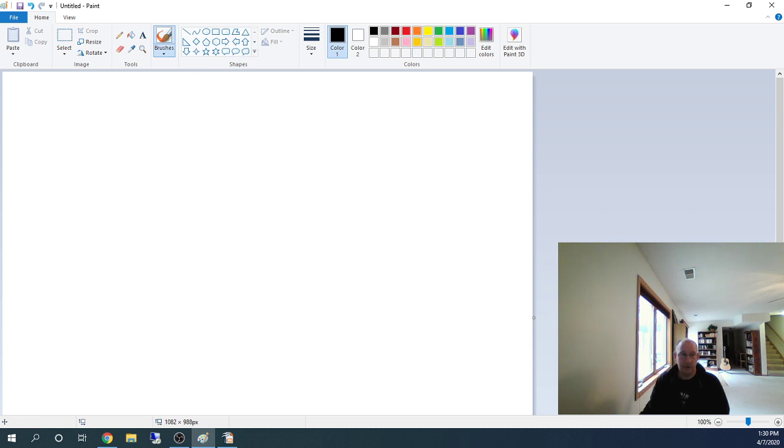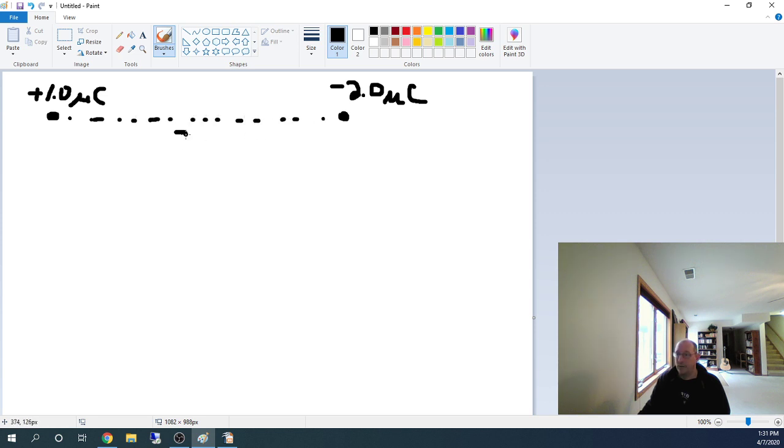Okay, so the third example problem was kind of daisy chaining back to the question that we talked about earlier. I'll sort of redraw that. I guess I should have kept it, but the situation is we had our positive 1 microcoulomb charge, and then over here we had our negative 2 microcoulomb charge, separated by 20 centimeters.